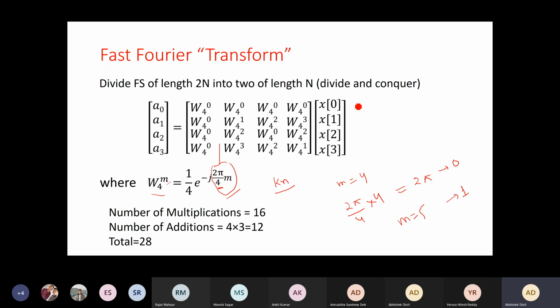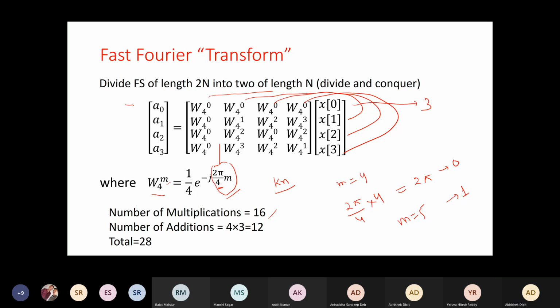Let us see how many multiplications: 16 multiplications again, right? So W_4 multiplies with this, multiplies with this, multiplies with this, multiplies with this. So 4 multiplications, and we will do this 4 times. So the total number of multiplications is 16, and there are 12 additions, right? So 3 additions in each row to get a_0. Similarly, you will have in total 12 additions, 4 times 3, 12. Any doubt here?